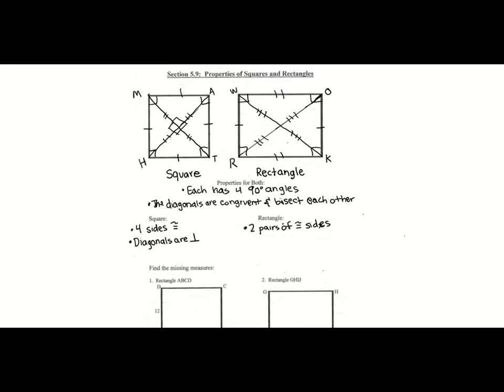Our diagonals in our square also bisect the angles in the corners. So since these are each 90 degrees, that means all of these angles are 45 degrees. So that is just for a square. The diagonals bisect angles at corners.